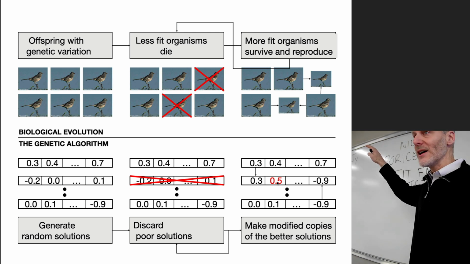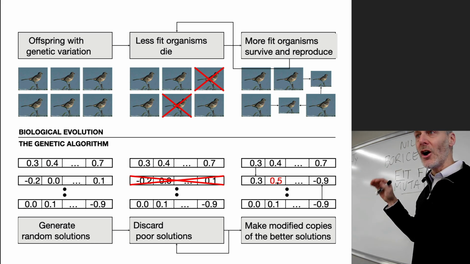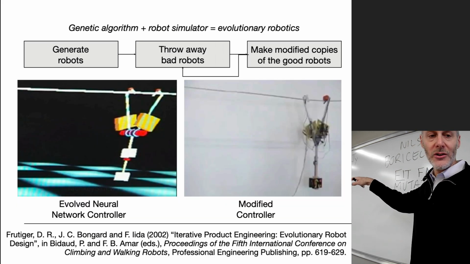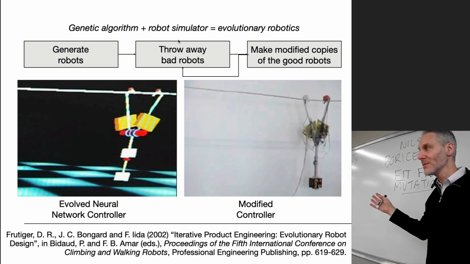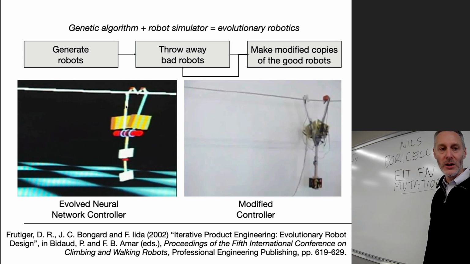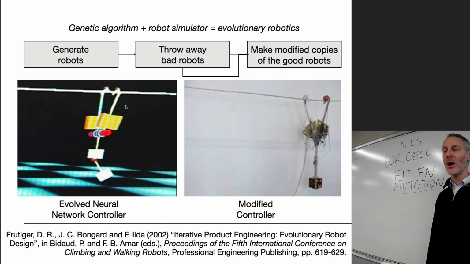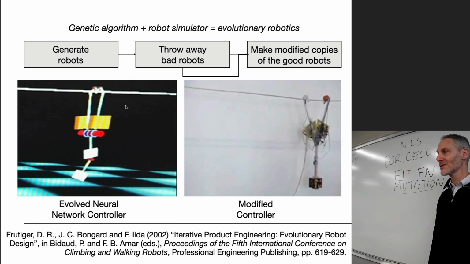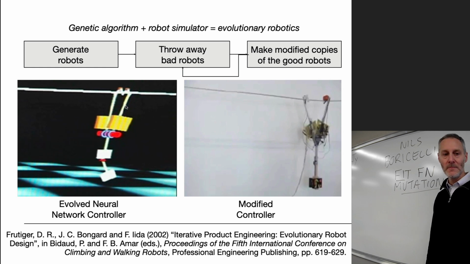The top is biological evolution. The bottom is artificial evolution. If we take artificial evolution or evolutionary algorithms and combine it with robots, or more specifically a robot simulator, we get the field of evolutionary robotics. And you already now know how this works. We create, in this case, not just vectors, but a population of virtual robots, where each virtual robot is a candidate solution to our problem.